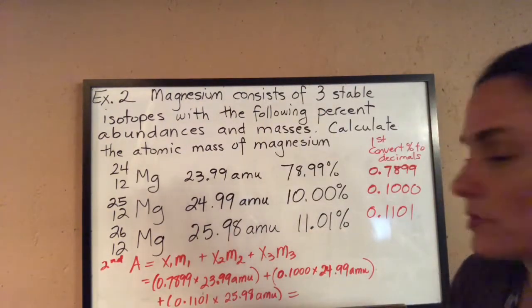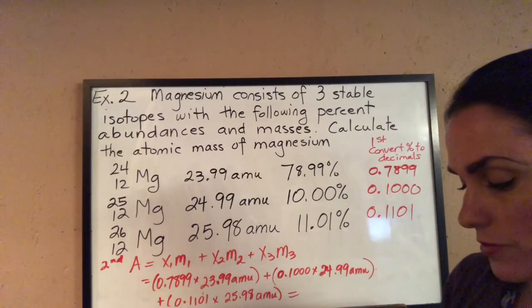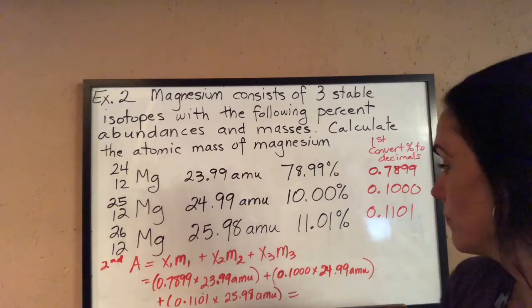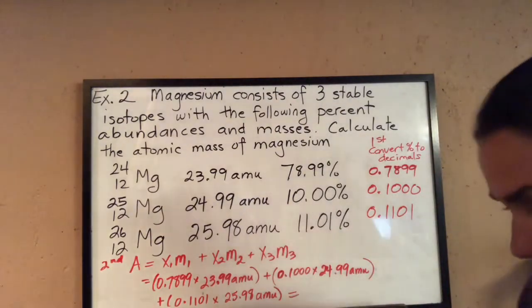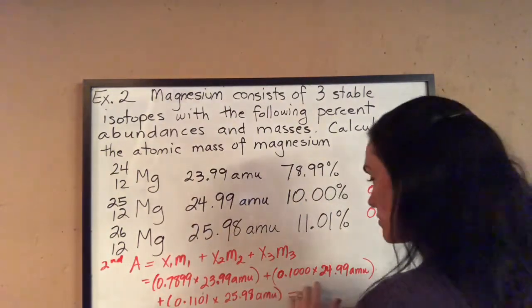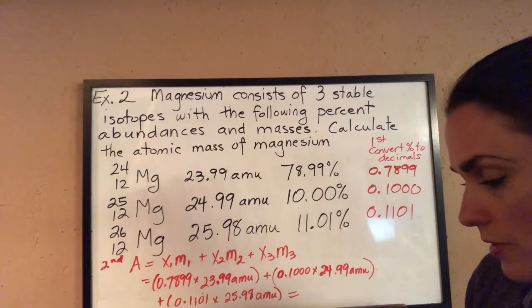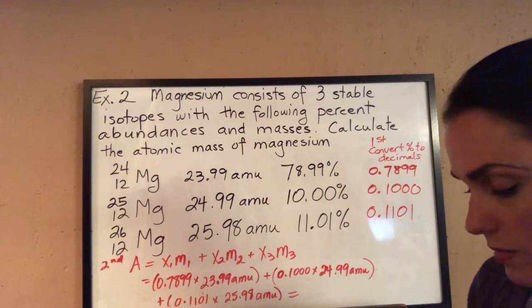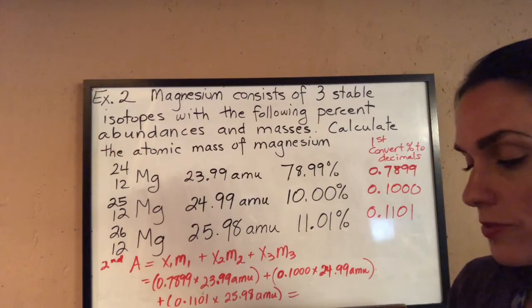Add your second isotope. Open parenthesis after the plus sign. 0.1000 times 24.99. Close your parenthesis. Okay, so you have 2 terms. I don't know if you can see it when I hold it up there. Maybe my explaining it is clear. Then you need to put your third isotope term in. Plus, then open the parenthesis. 0.1101 times 25.98, close a parenthesis, then enter.